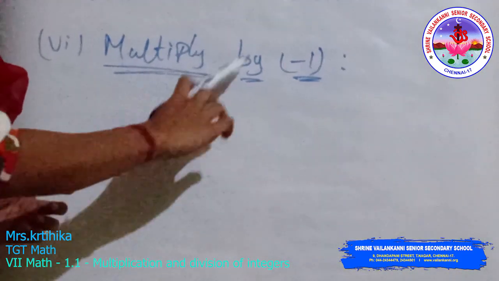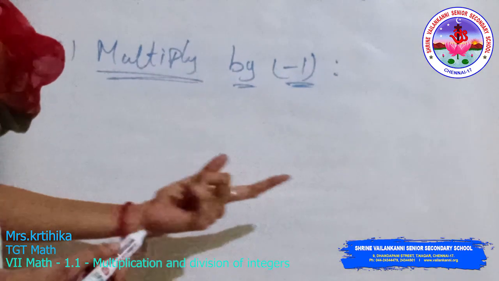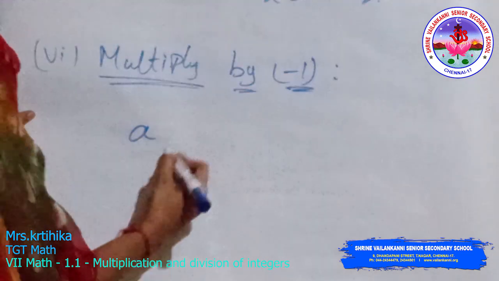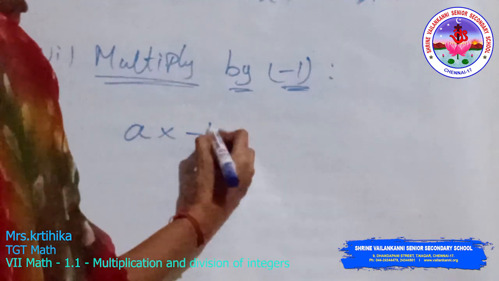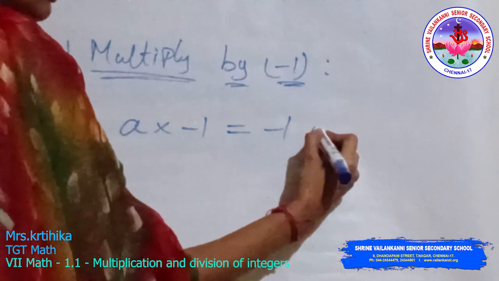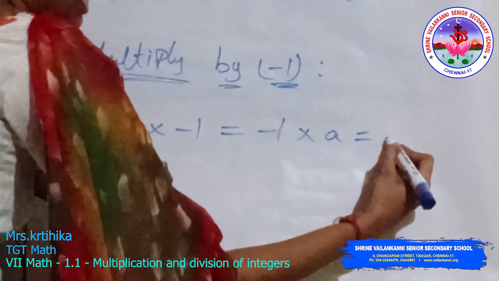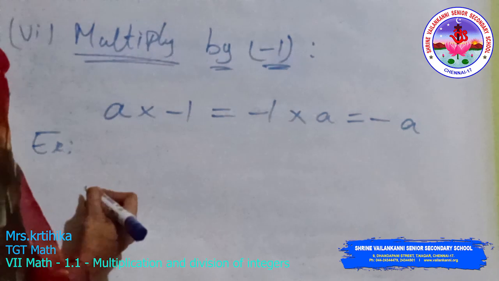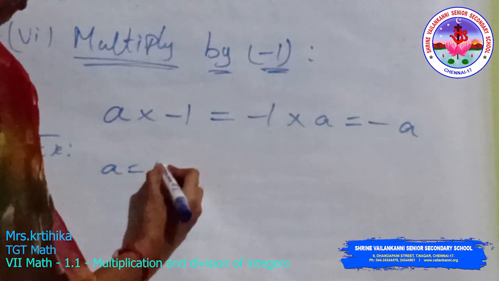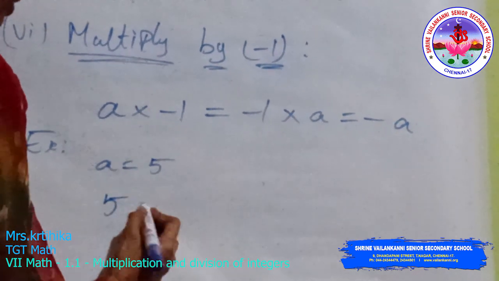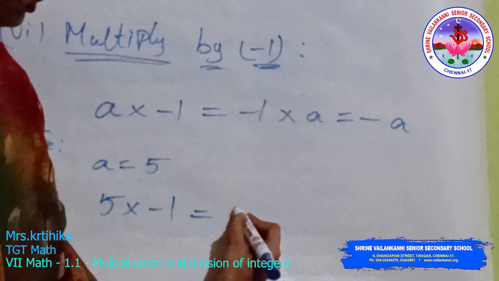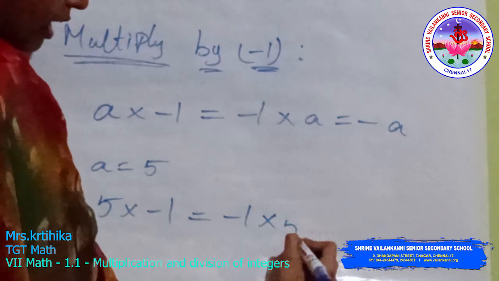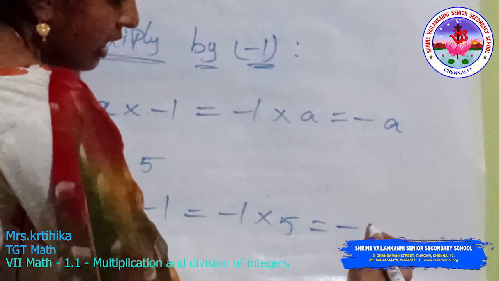Property is multiplied by negative 1. If integer a is multiplied with negative 1 is equal to negative 1 multiplied with integer a, the answer will be negative. For example, a is equal to 5. 5 into minus 1 is equal to minus 1 into 5 is equal to, the answer will be negative 5 only.